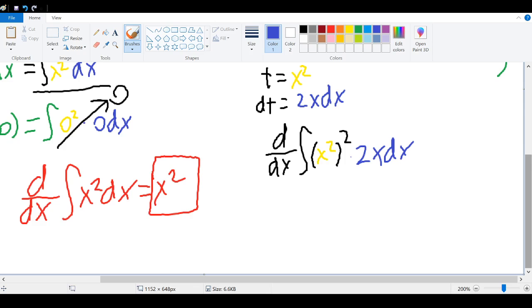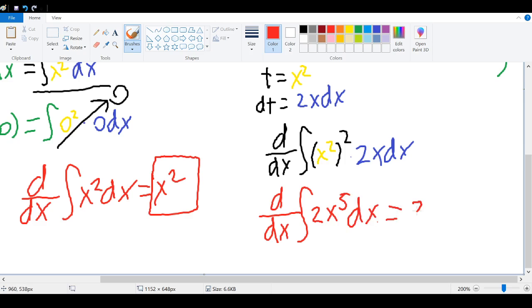All right, and now let's just simplify this. The derivative stays the same of the integral of 2x to the 5th dx. And by the first part of the fundamental theorem of calculus, this is 2x to the 5th. And that's our answer.